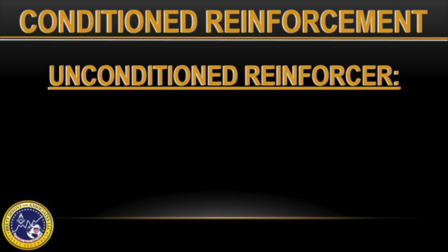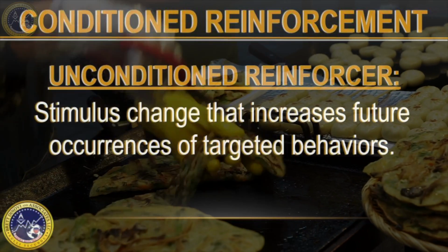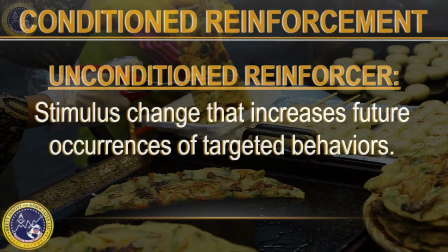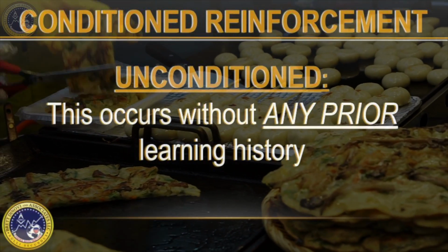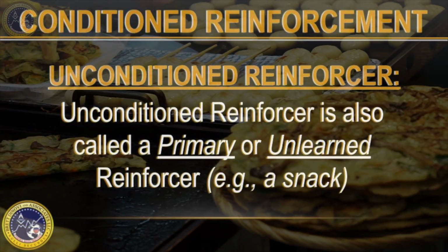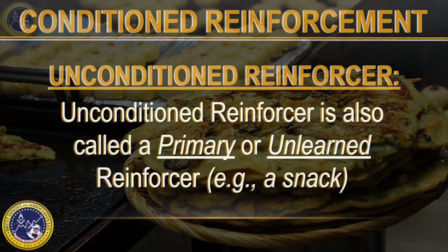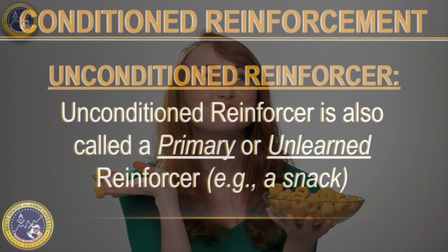Unconditioned reinforcer. This is a stimulus change that increases future occurrences of targeted behaviors, and the unconditioned means that this occurs without any prior learning history. An unconditioned reinforcer is also called a primary or unlearned reinforcer. An example would be something like a snack.